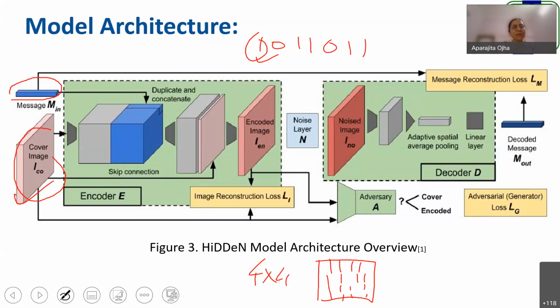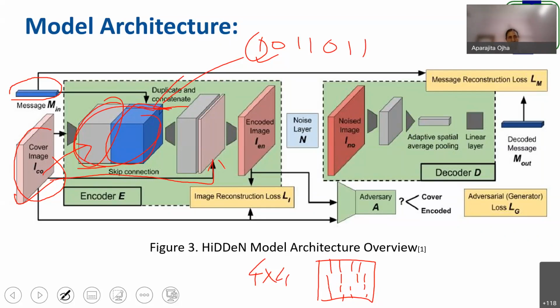After this, I will be duplicating and concatenating. I will be using a convolutional neural network here. I will be transforming this image using the convolutional neural network. Then I will be duplicating all these hidden bits to be hidden in this. Now, this is one thing, and then I will be using a skip connection. I hope you're getting that I'm concatenating the output from a convolutional neural network applied on an image with the data bits.